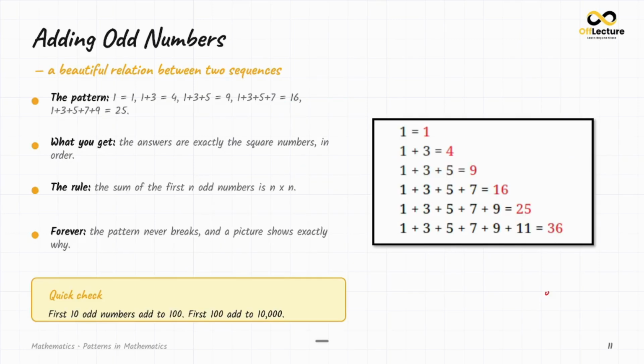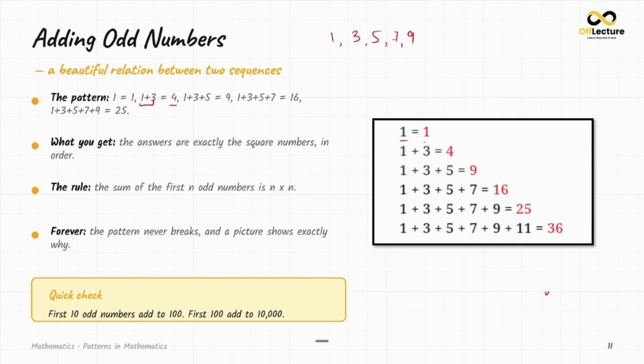Now let's understand adding odd numbers. It's a beautiful relationship between two sequences. The pattern is 1 is equal to 1. Now if we add two numbers, 1 plus 3 will give you 4. The sequence of odd numbers is 1, 3, 5, 7, 9.